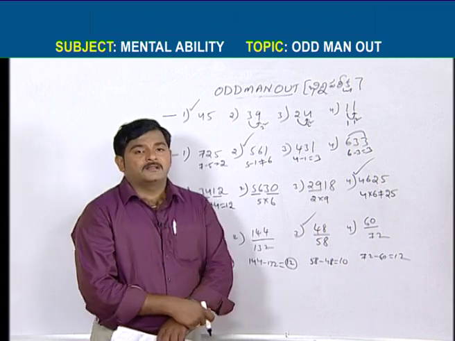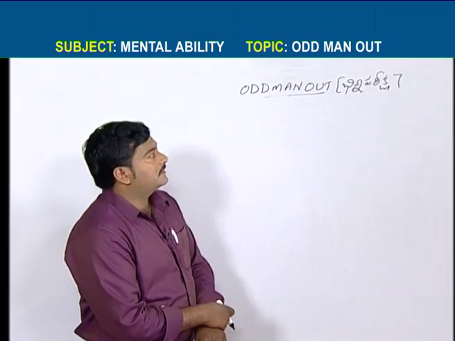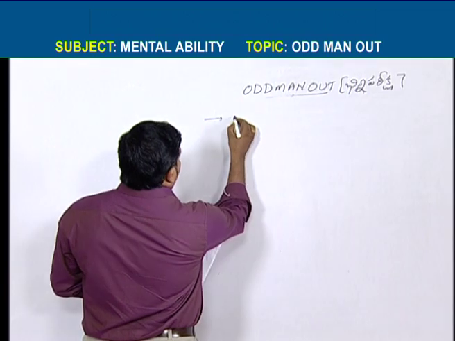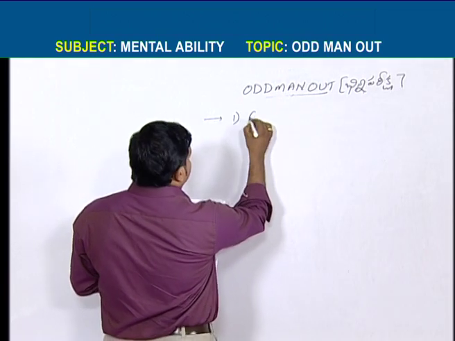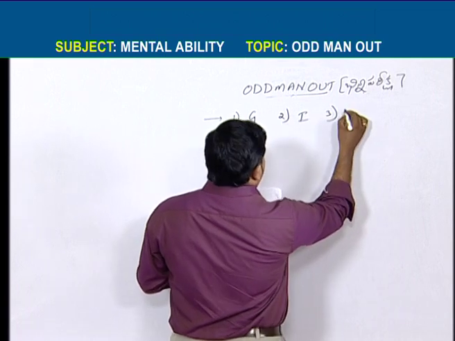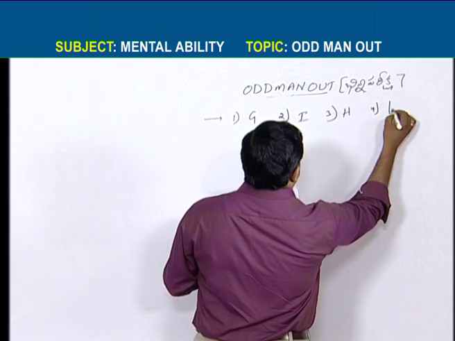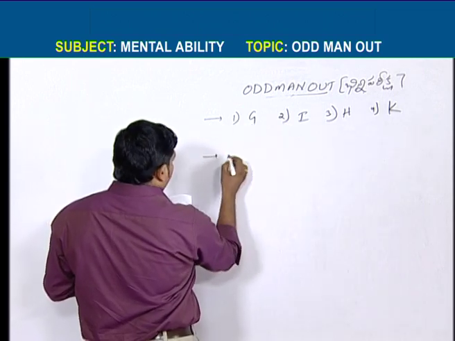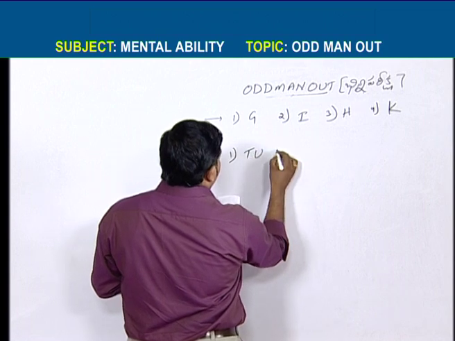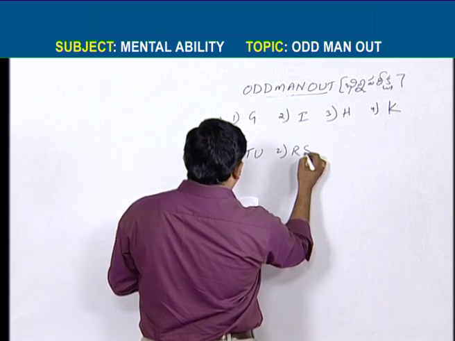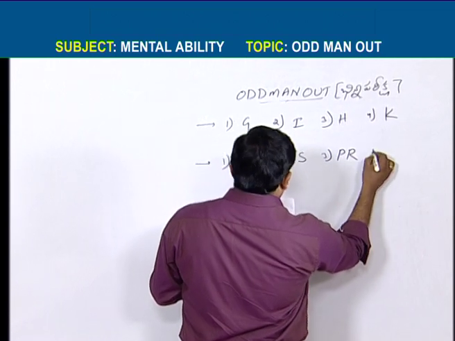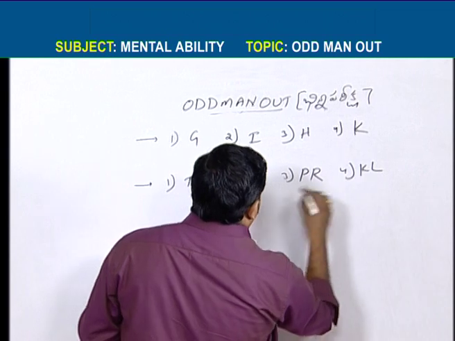Next we will focus on letter odd man out. Let us start by taking the first question. First option G, second option I, third option H, fourth option K. Next question. First option TU, second option RS, third option PR, fourth option KL.